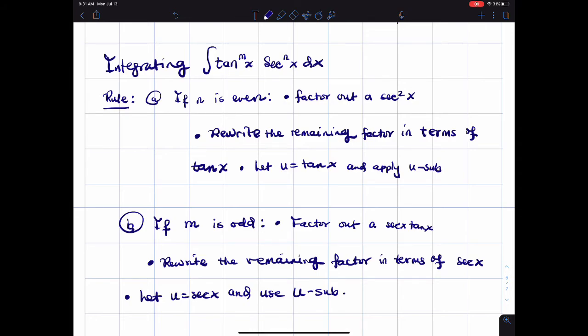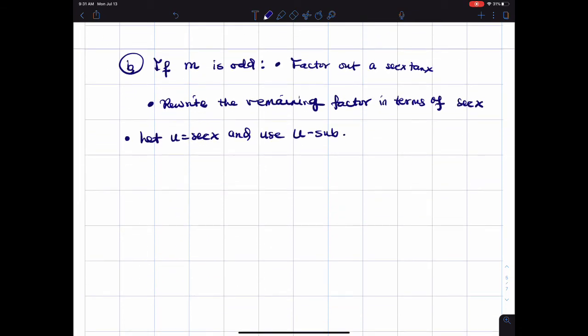Okay, this doesn't cover every case, so how about when both of them are even or when both of them are odd? Well, if both of them are odd, then you can use case B. But if both of them are even, you can use case A. But how about if it switches? If m is even, but n is odd. In that case, you're kind of on your own. You have to figure out what to do. You have to do more manipulations. All right. So let's look at some examples.